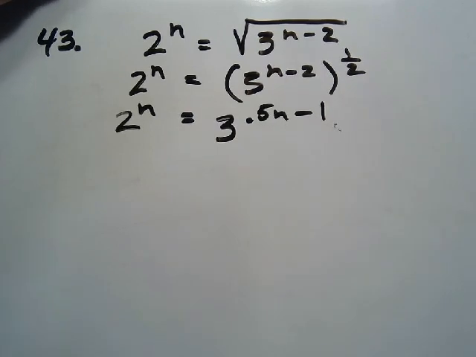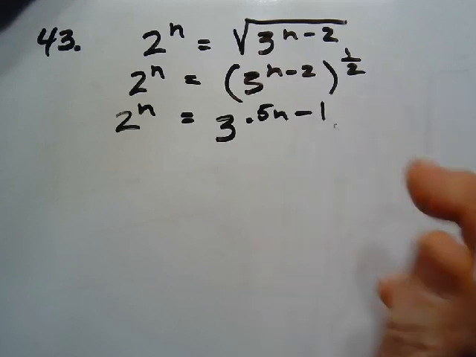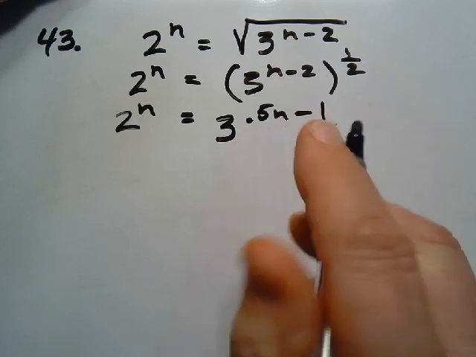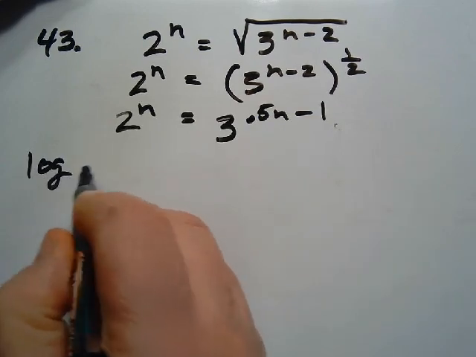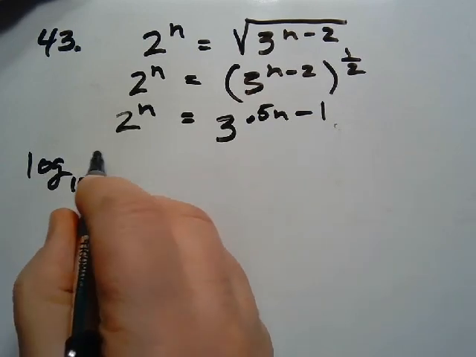Now, we're going to go ahead and take the log of both sides. That's a little way of simplifying the problem before we start. That's a decimal point right there. All right, let's take log base 10 of both sides.